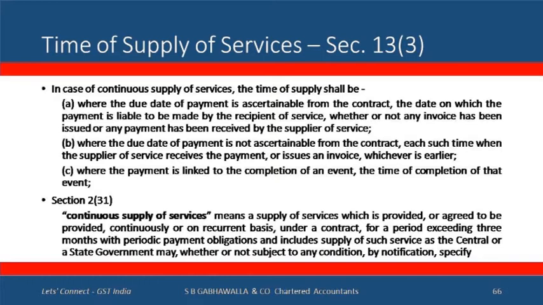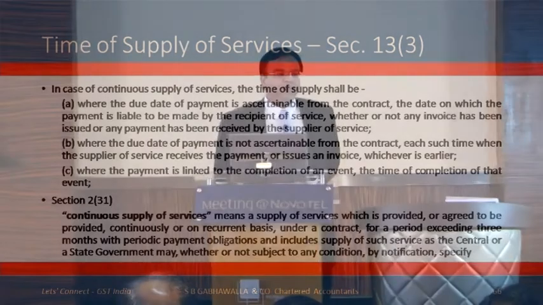Let's read this once again. Where the due date of payment is ascertainable from the contract, the date on which the payment is liable to be made by the recipient of service, whether or not any invoice has been issued or any payment has been received by the supplier of service. So, if your contract, which is a continuous supply of service, can define a due date, you will pay GST only on that due date. Advances, etc., become redundant. Today, you pay GST on advances; that goes away in a continuous supply of services.